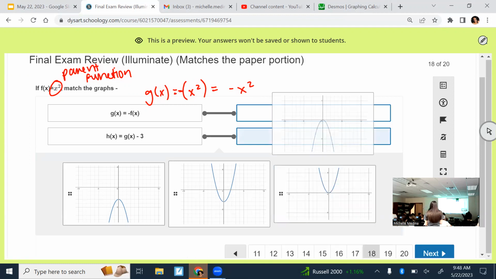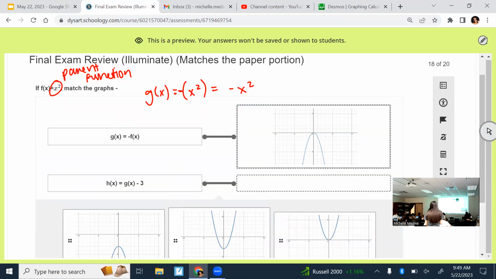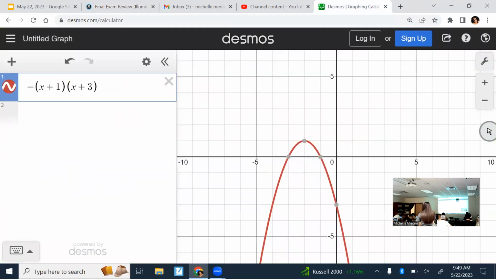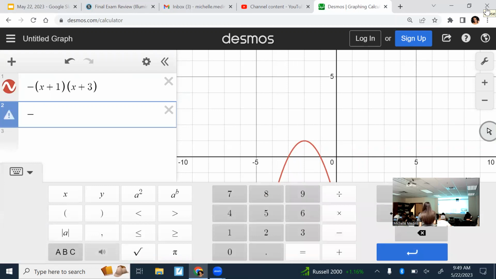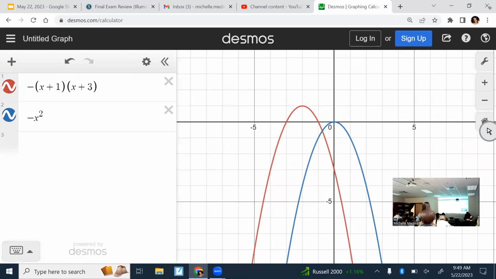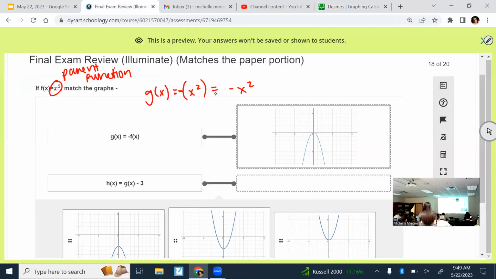The one that's on the origin, because the parent function always started on the origin. You could also just graph it and see for yourself. So negative x squared does open downward at the origin. Make sense? Okay. So you just have to basically translate the function notation.